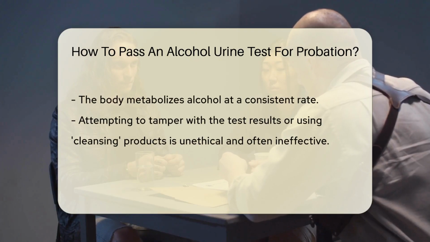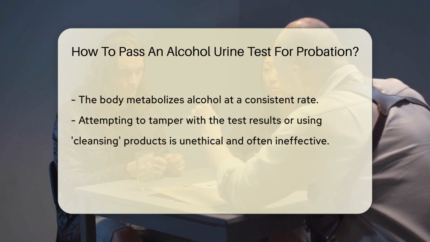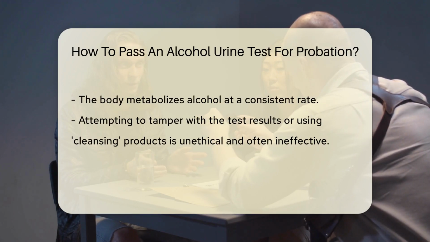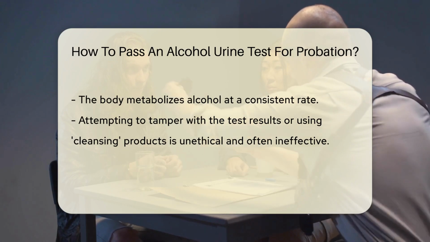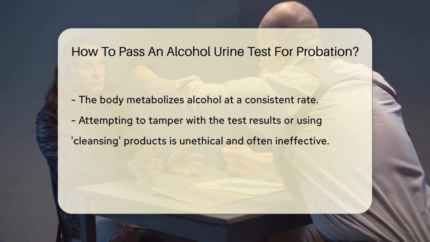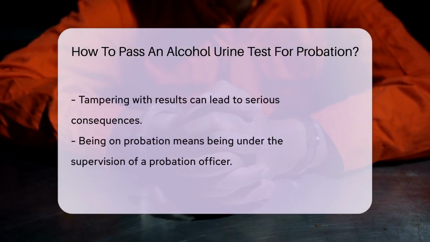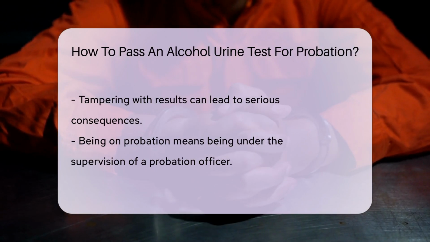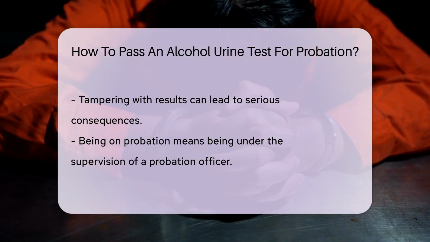The answer is simple, yet crucial. Abstain from alcohol. The body metabolizes alcohol at a consistent rate, so the only surefire way to pass an alcohol urine test is to refrain from drinking. Trying to tamper with the test results or using products that claim to cleanse your system are not only unethical, but they're also often ineffective and can lead to serious consequences.